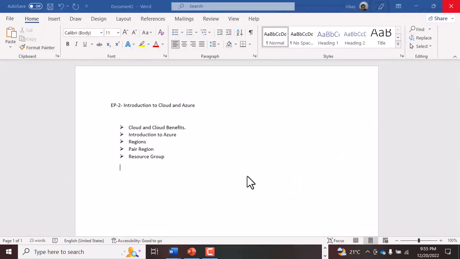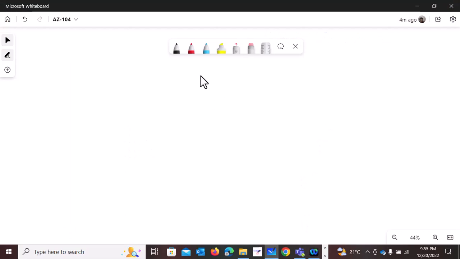Next is Azure. Azure is a public cloud. There are three kinds of clouds we have: one is public cloud, one is private cloud, one is hybrid cloud. Public cloud means where anybody can subscribe to the services. Let me explain with one diagram, public cloud.